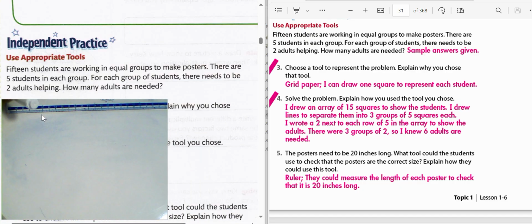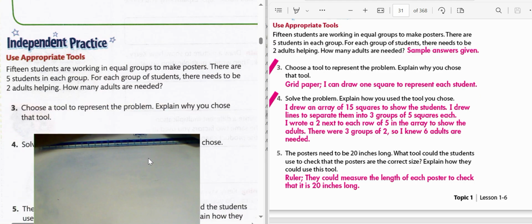15 students are working in equal groups to make posters. There are 5 students in each group. For each group of students, there need to be 2 adults helping. How many adults are needed? We can write the total here, 15. 15 divided by 5 equals 3. Okay, you can divide it. Then I can draw a square to represent each student. You can find the simple answer about this example.